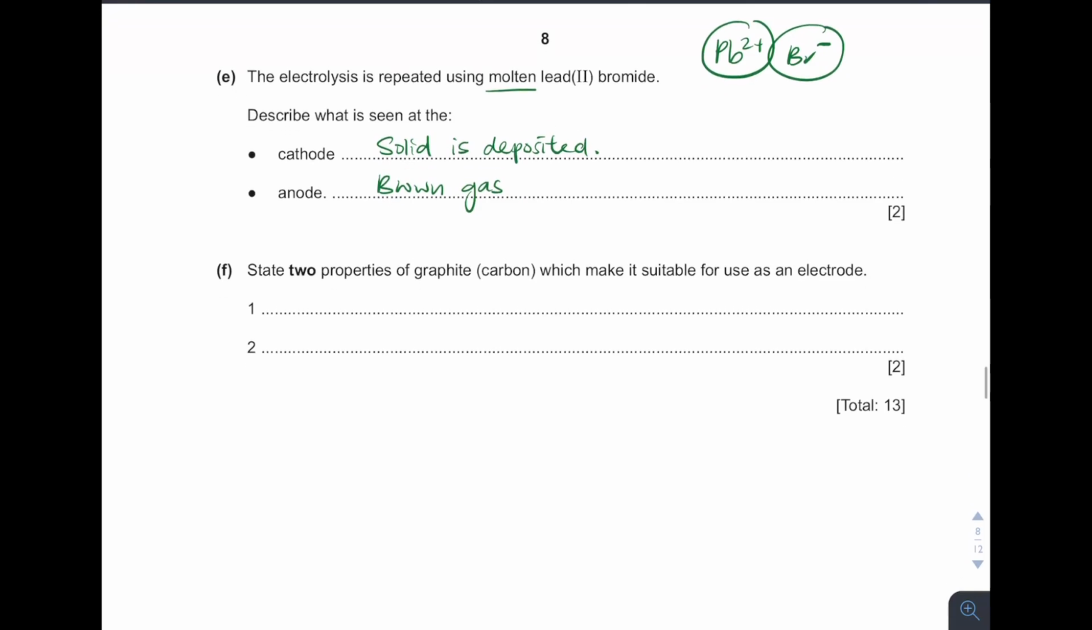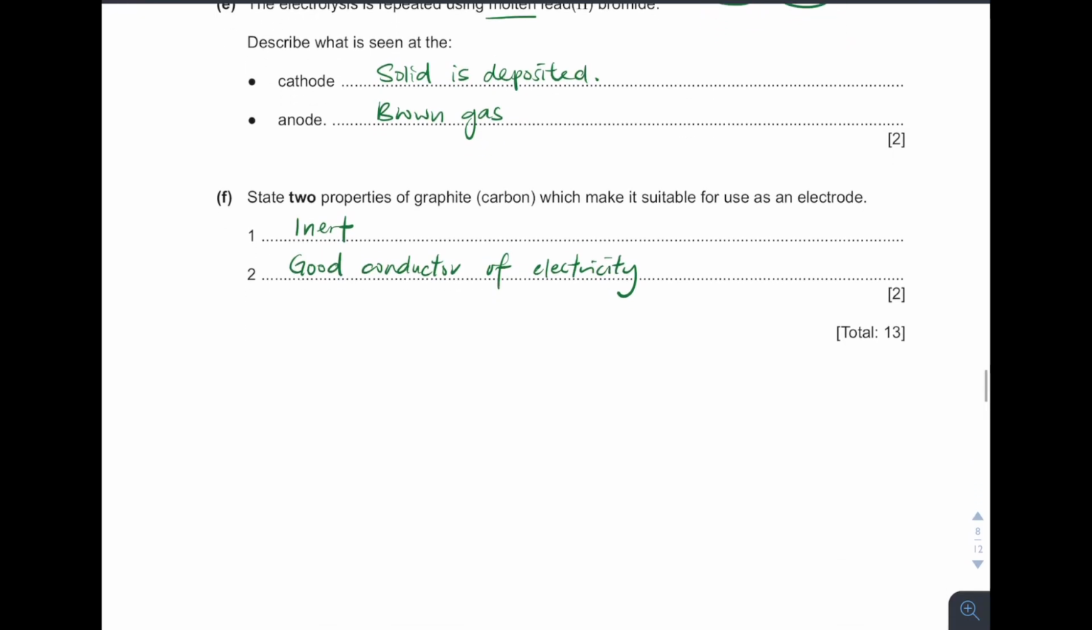Okay, next one. State two properties of graphite or carbon which make it suitable for use as electrodes. The very first reason: they are examples of inert electrodes, so they are inert. Other than that, remember the function of an electrode is to conduct electricity, which means it has to be a conductor. So graphite is a good conductor of electricity. That's it for this electrolysis part. Okay, so next one.